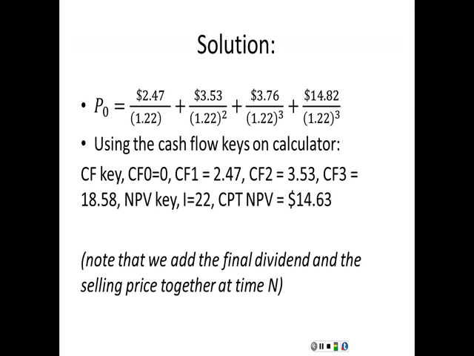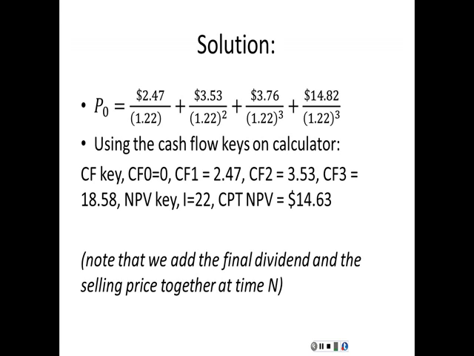Well, here's our by-hand solution. We simply discount every dividend back to today. So we had $2.47 in 1 year, so we discount that by just 1 plus the discount rate. $3.53 is 2 years from now, so I discount that 2 years at 1.22 squared. Then $3.76 and $14.82, that's the selling price. We would discount those 3 years back to today because we would receive those 3 years from now.